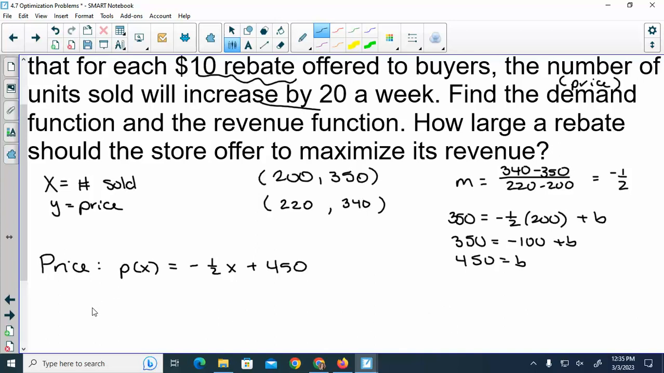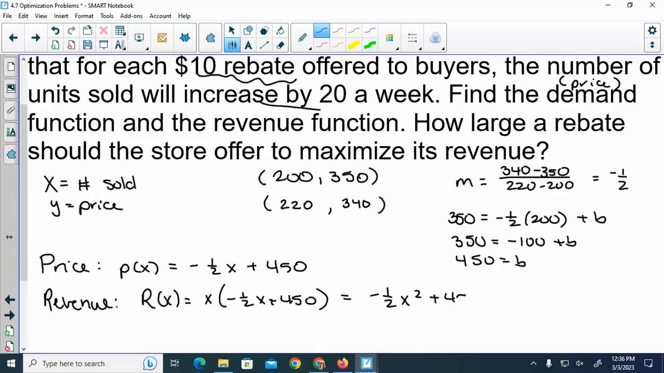And then it wants the revenue. What's revenue? How do you find the amount of money you bring in? So that would be x times the price. So we get negative 1/2 x squared plus 450x.